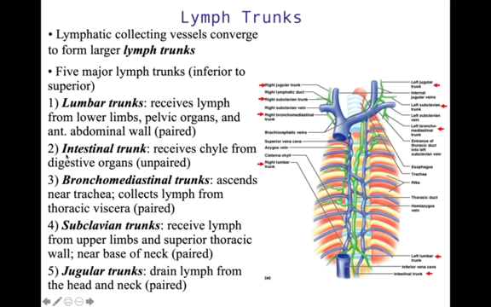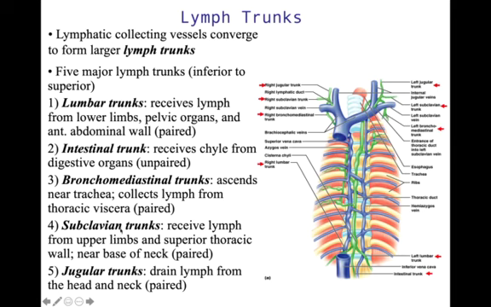Now the next ones are the bronchomediastinal trunks, and these ones are also paired, so there's a right bronchomediastinal and there's a left bronchomediastinal. These collect lymph from the thoracic viscera, so from your chest, basically. We see here on the right in green, here's the right bronchomediastinal trunk. Here on the left, you can see the left bronchomediastinal trunk in green. So again, these ones are paired.